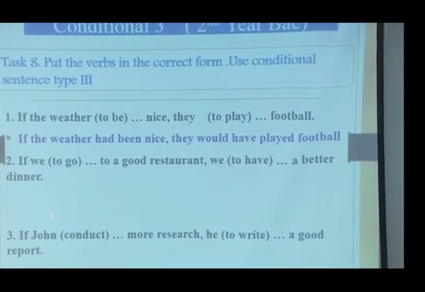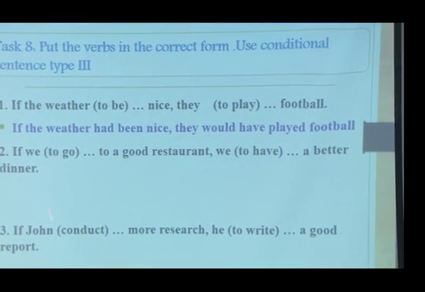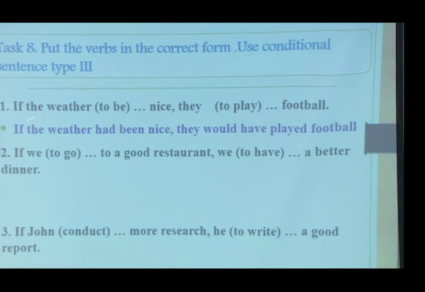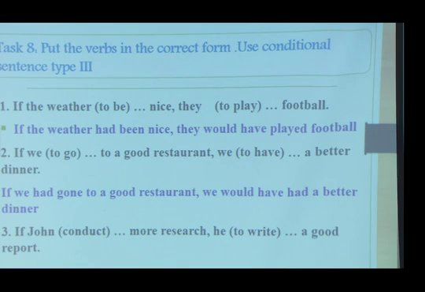We proceed to the second sentence. If we, to go, and the second verb is to have. So if plus past perfect, or plus had plus past participle, plus subject, plus would, plus verb in the bare infinitive. Okay, now shall we correct? Good. If we had gone to a good restaurant, we would have had a better dinner. So would plus have plus past participle.